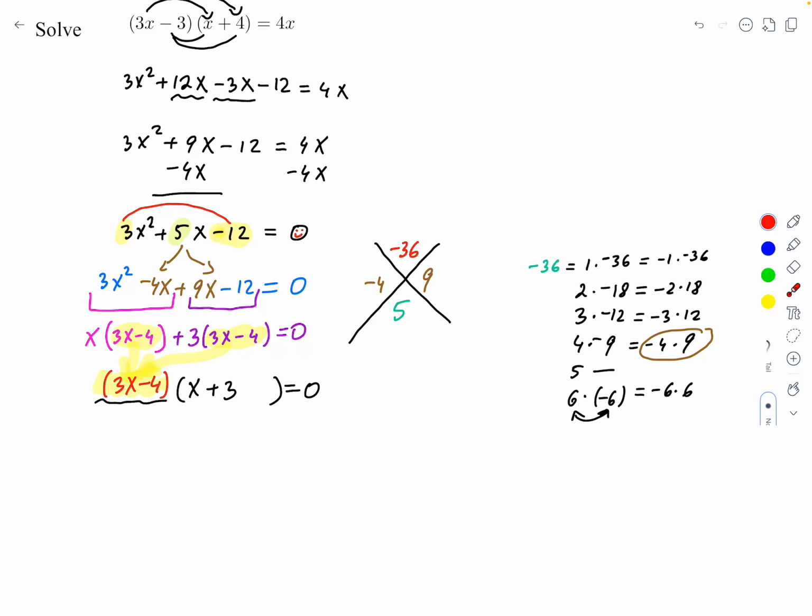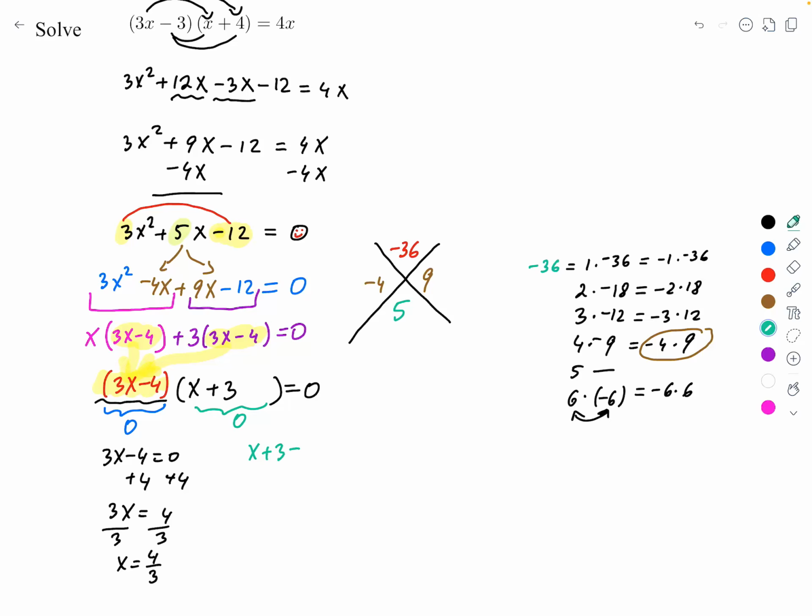So now, because I have a product equal to 0, I could set up each of them. So I can say, okay, then this can be 0. 0 times something is 0. So 3x minus 4 equal to 0. To solve this, we will add 4 to both sides, and then divide by 3, x equals 4 over 3. And then also we can say that we can have x plus 3 equals 0. So subtract 3 from both sides, x equals negative 3. So solutions, we have x equals negative 3 and 4/3.